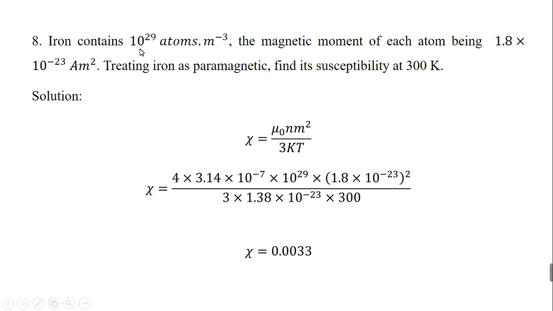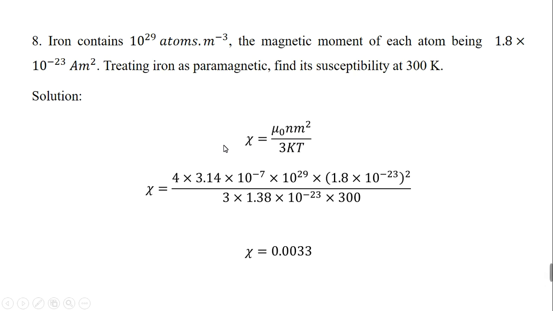Okay, so next problem. Iron contains 10 to the power 29 atoms per meter cube, the magnetic moment of each atom being 1.8 into 10 raised to minus 23 ampere meter square. Treating iron as paramagnetic, find its susceptibility at 300 Kelvin. In the derivation of Langevin's theory of paramagnetism, we have arrived at the expression for susceptibility as chi is equal to mu naught n m square divided by 3 kT.